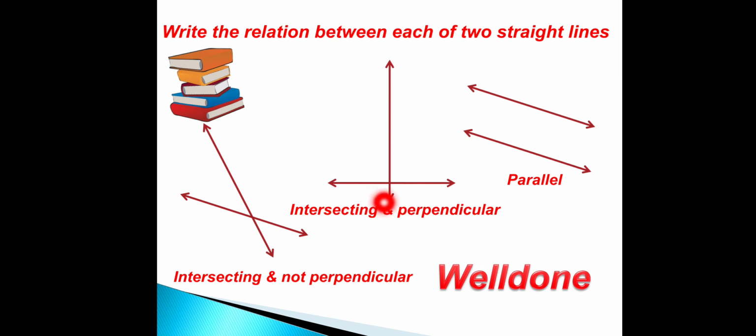Intersecting and perpendicular. They intersect in one point and make four perfect right angles. They are called intersecting and perpendicular.